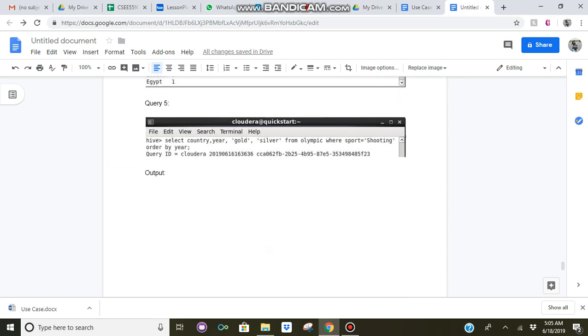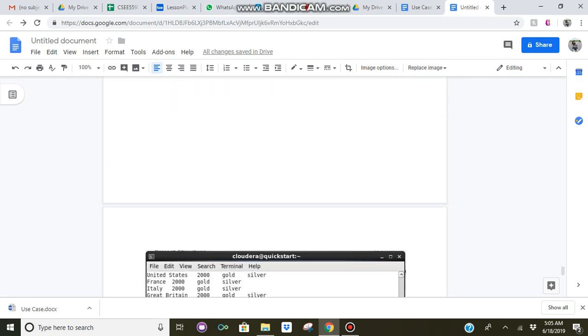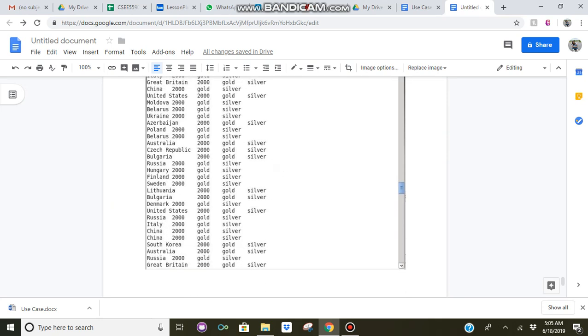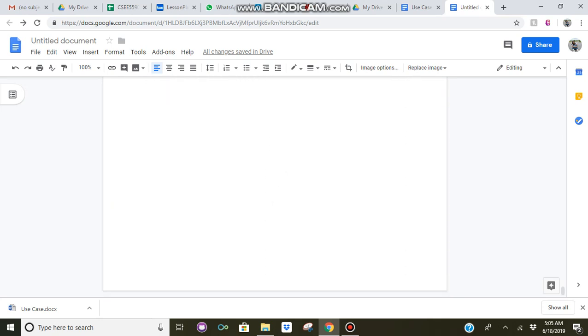Query 5 is about the countries which got medals for shooting in a year-wise calculation. So we are selecting gold and silver, and the sport as shooting, and we are using order by year. So this provides the list of countries along with the gold and silver medals, and in what years they have won.